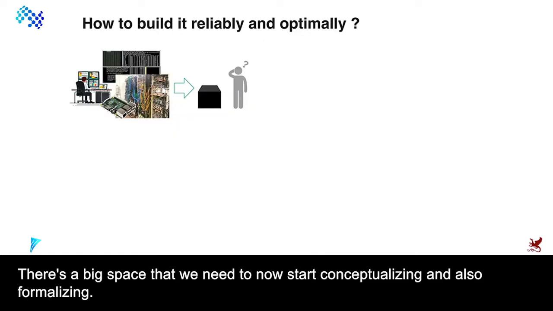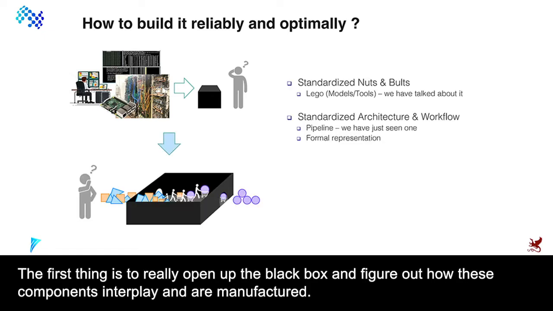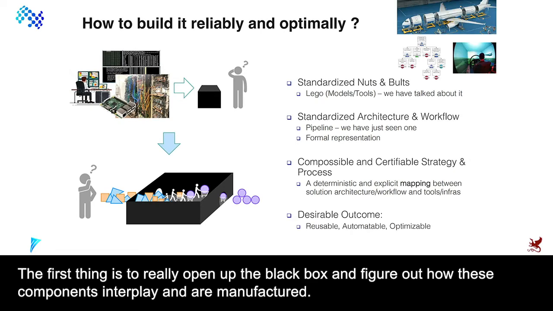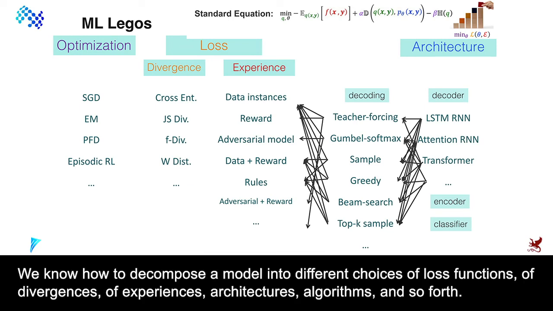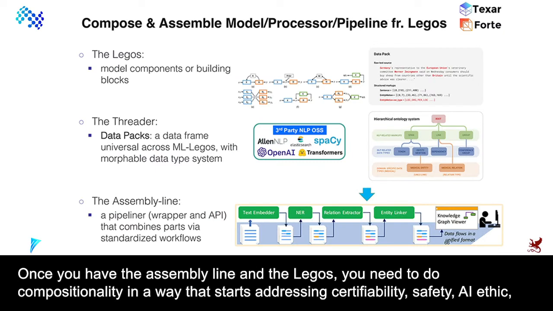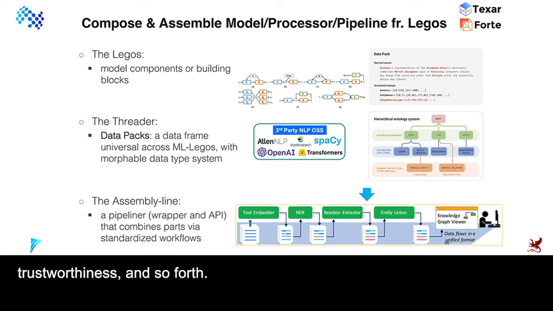There's a big space that we now need to start conceptualizing and also formalizing. The first thing is to really open up the black box and figure out how these components interplay and are manufactured. With the presentation of techniques such as the standard equation, we start to see the emergence of Legos. We know how to decompose a model into different choices of loss functions, of divergences, of experiences, architectures, algorithms, and so forth. Once you have the assembly line and the Lego to do compositionality, you can start addressing certifiability, safety, AI ethics, trustworthiness, and so forth.